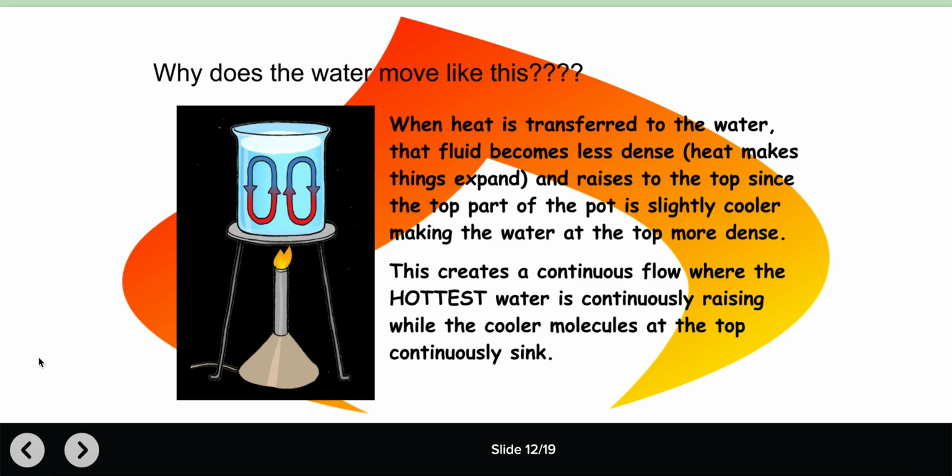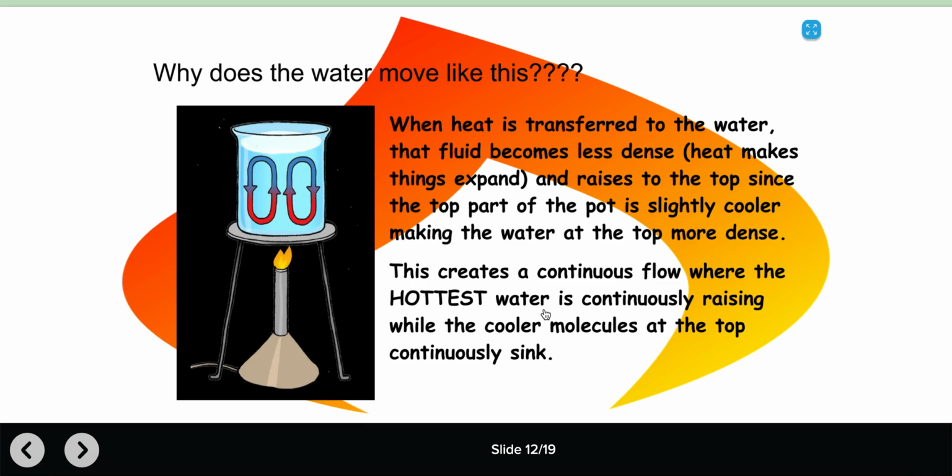And so when heat is transferred to the water, that fluid becomes less dense. This is everything I was just saying, but I'm going to restate it just in case it didn't make sense the first time. It rises to the top since it is expanding and becoming less dense. The top part of the pot is slightly cooler, making the water at the top slightly more dense. This creates a continuous flow where the hottest water is continuously rising and the cooler water is continuously dropping down to the bottom and sinking.